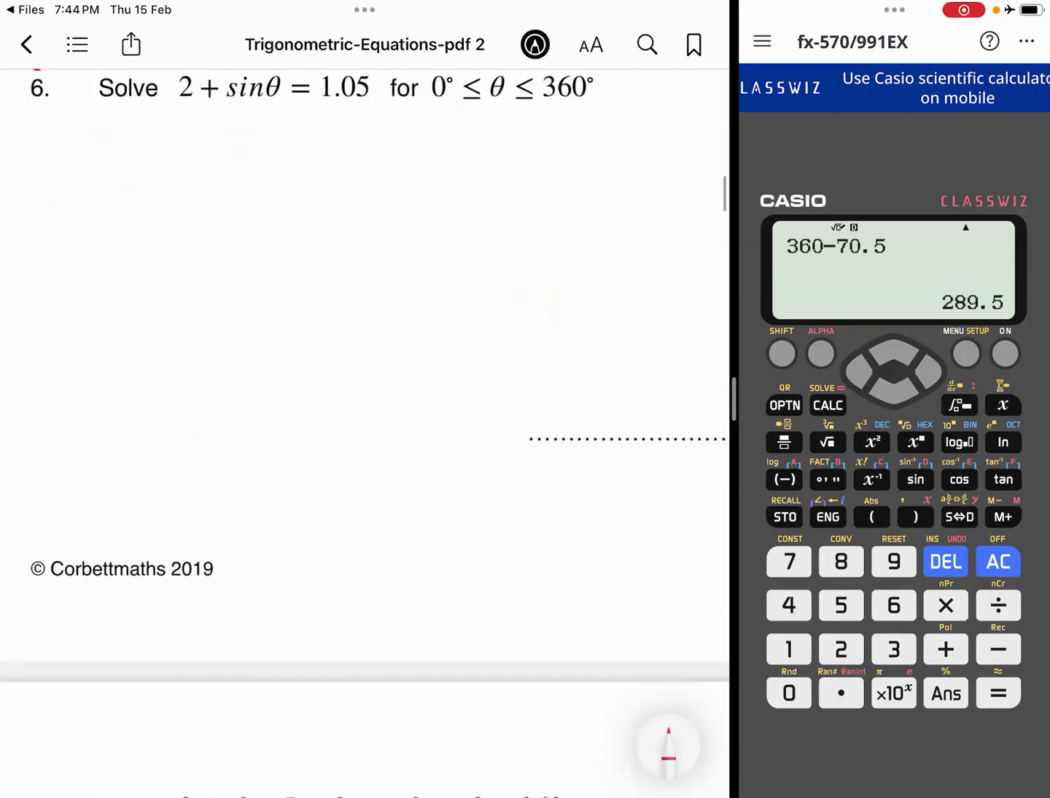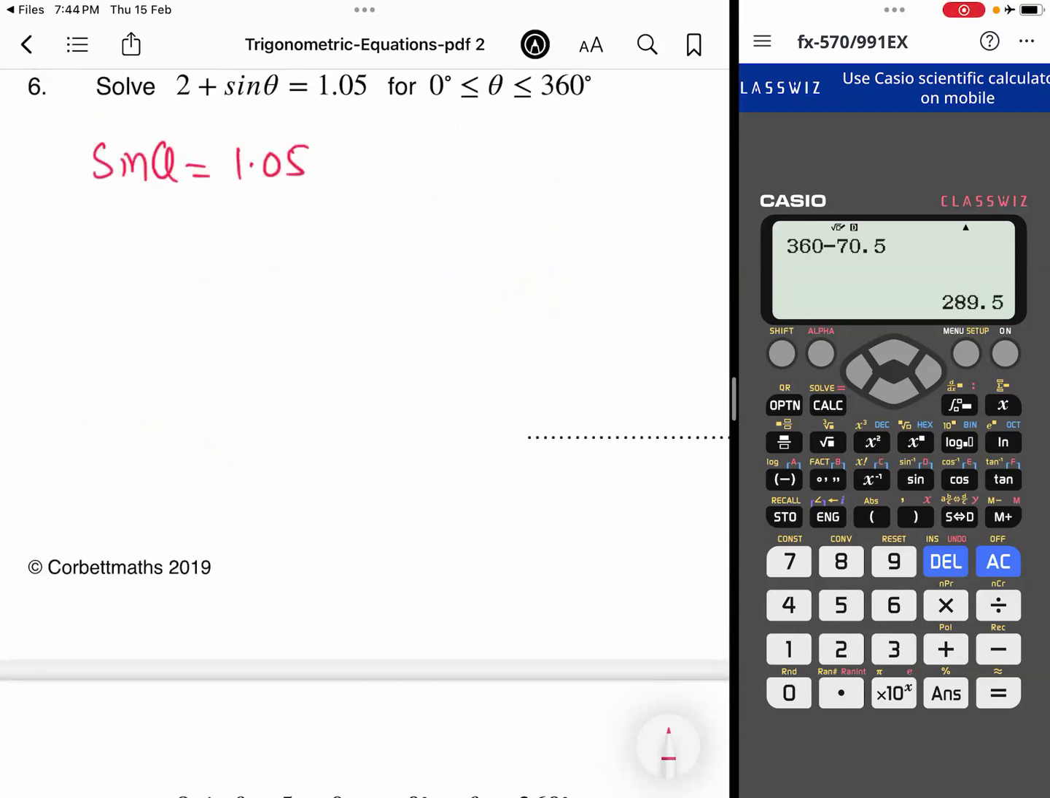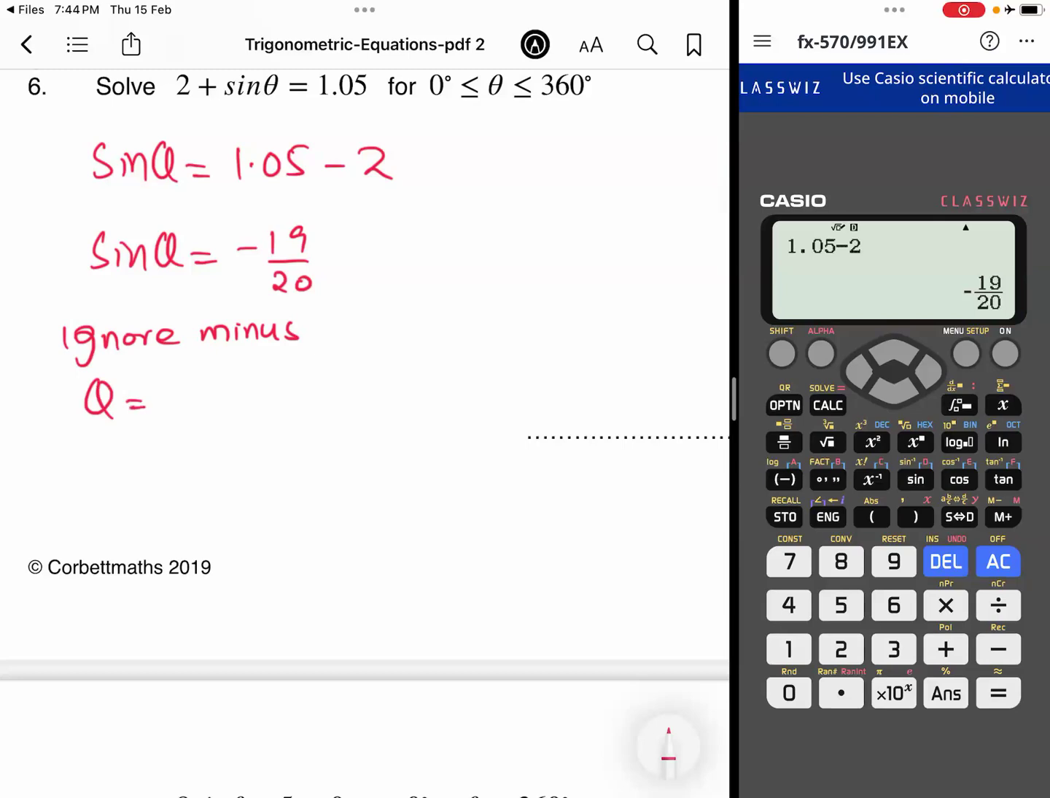Proceeding to question number 6. Beta, plus 2 will go there. So sine theta is equal to 1.05 minus 2. Sine theta is equal to 1.05 minus 2, how much? The answer is minus 19 by 20. बेटा, ignore minus। रेहान, माइनस को इग्नोर करना है ताकि क्वेश्चन सॉल्व हो। अच्छा, so theta is equal to sine inverse of 19 by 20. Get it? Yes, sir.